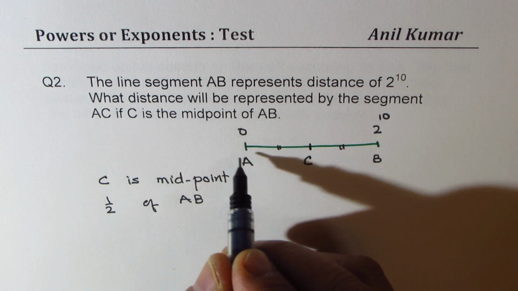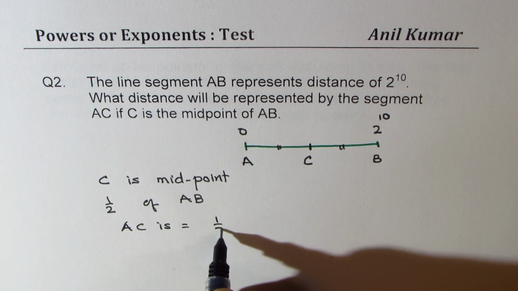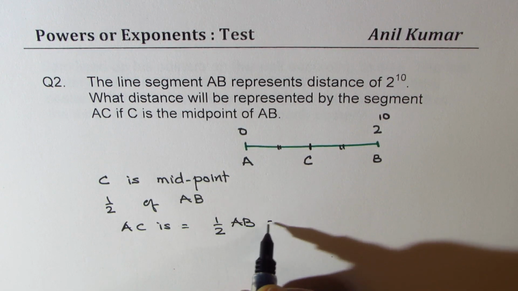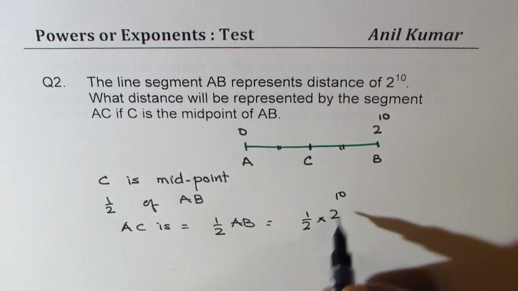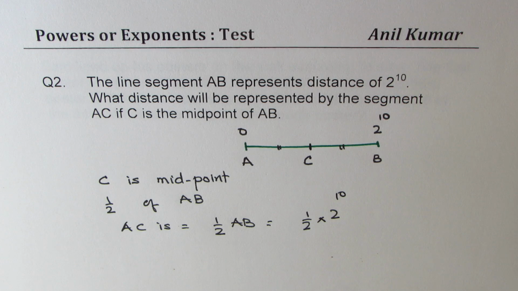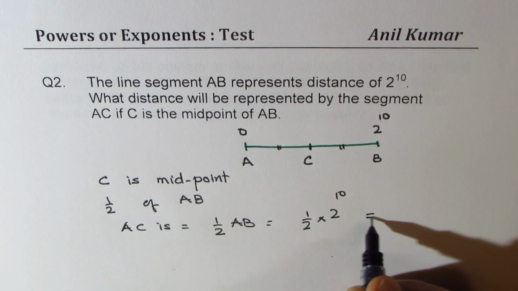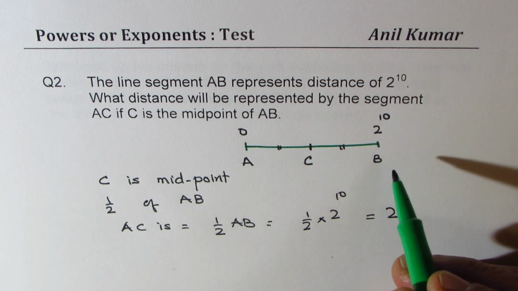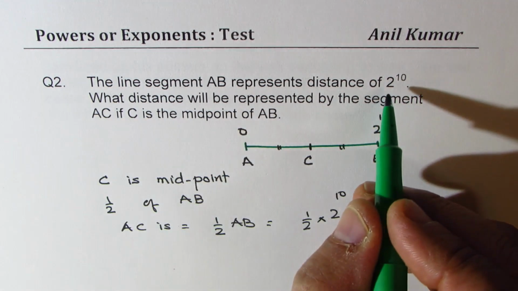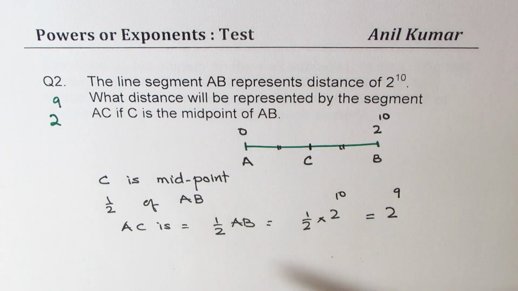So we can say that A to C is equal to half of A to B. Basically half of 2 to the power of 10. What will that be? Right? 2 to the power of 10 is 10 twos. When you take away 1, you get 2 to the power of 9. Correct? 1 less 2. It is a very interesting question. So the answer here is, 2 to the power of 10, half is going to be 2 to the power of 9.